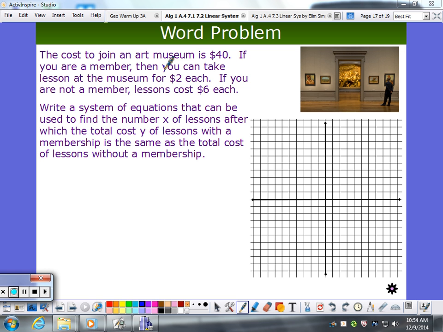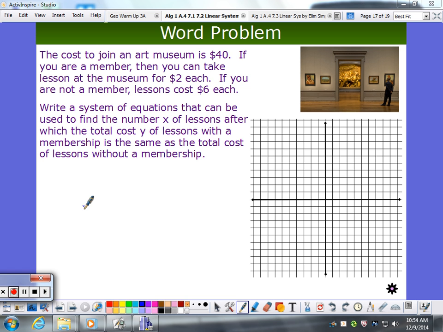This is similar to, remember we did the cell phone? Which cell phone should I get? So what should I do? Should I join the museum to get the cheaper price? Or should I pay more? And it depends. Are you going to take a lot of lessons, or are you going to take just a few lessons? And what is that few or a lot? We need to find that number where it's kind of break even. So you have to write equations for this.